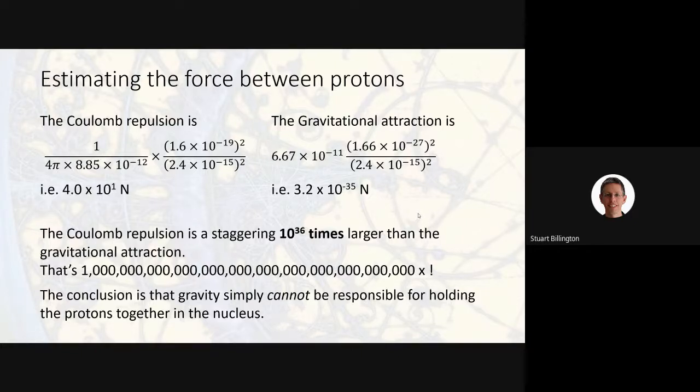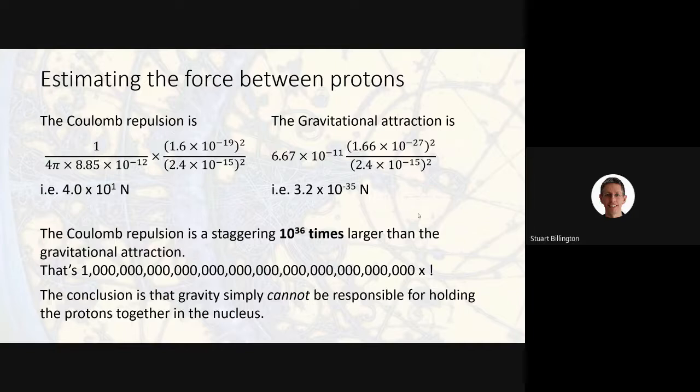What you should discover is that the repulsion between a pair of protons is around about 40 newtons. Now, 40 newtons isn't very much. That's kind of you picking up your school bag or something like that. But when you apply 40 newtons to your school bag, which has a mass of about 4 kilograms, it doesn't accelerate very much.